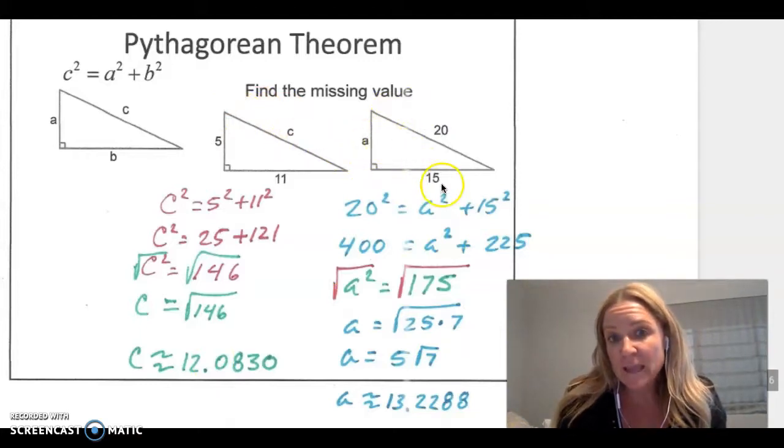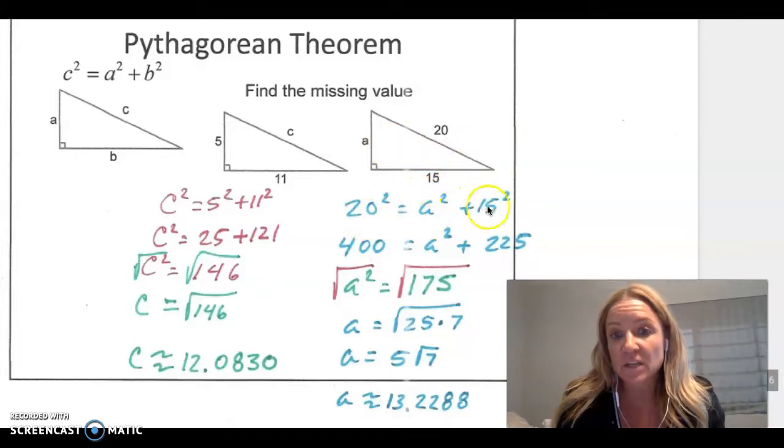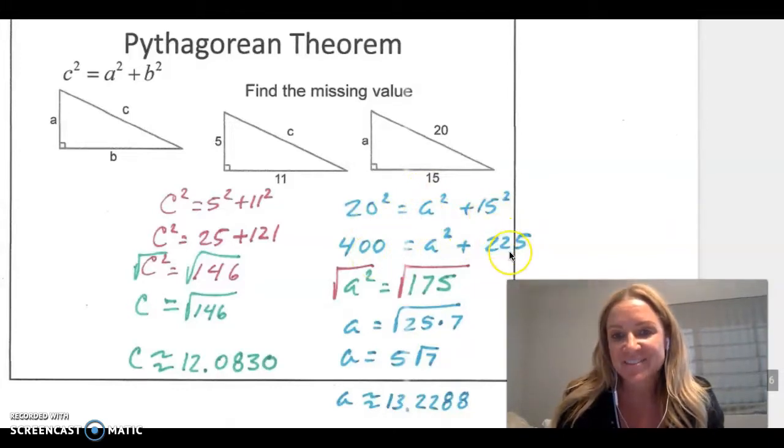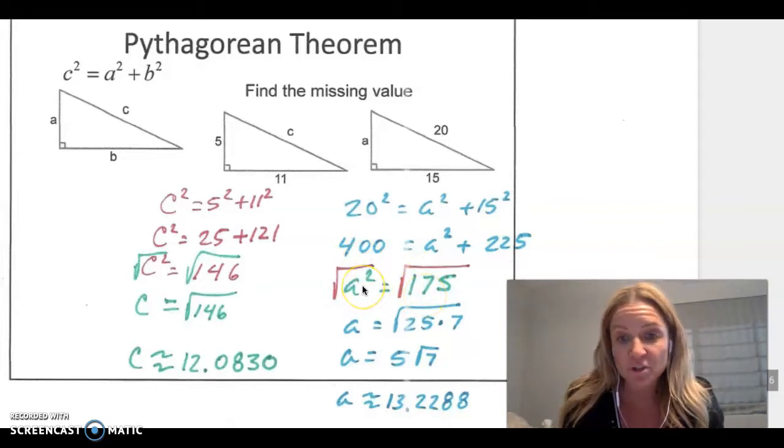But what if you have a leg missing? You plug it in for either the a or the b, in this case, a. So I put 20 in for the hypotenuse for c, 15 in for b, and then left the a in there. So 20 squared is 400, 15 squared is 225. Subtract the 225 from both sides, which gives you 175. And then the inverse operation of squaring is square rooting.